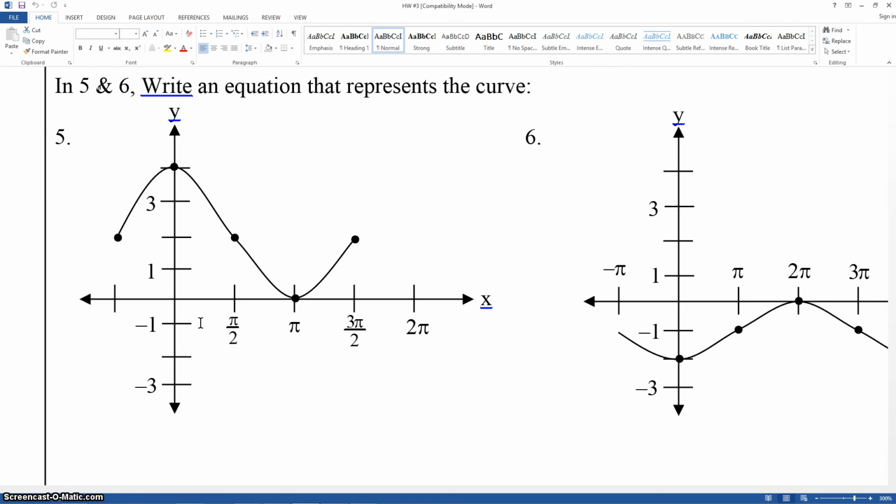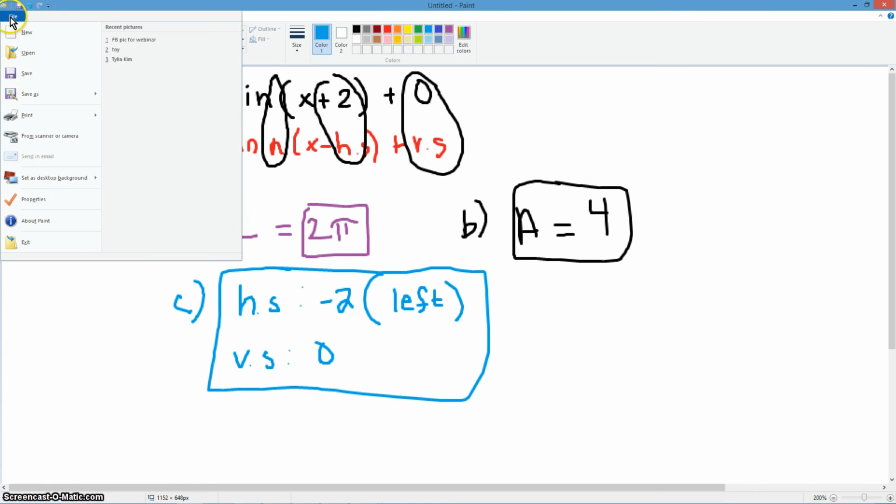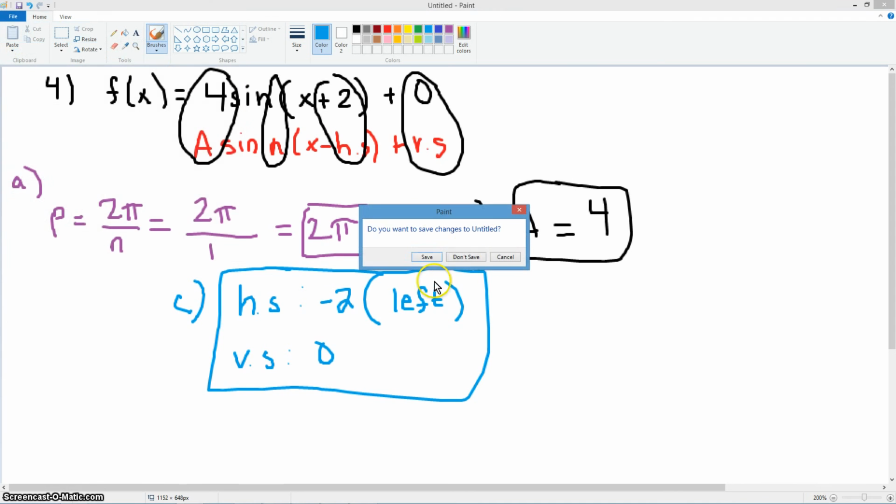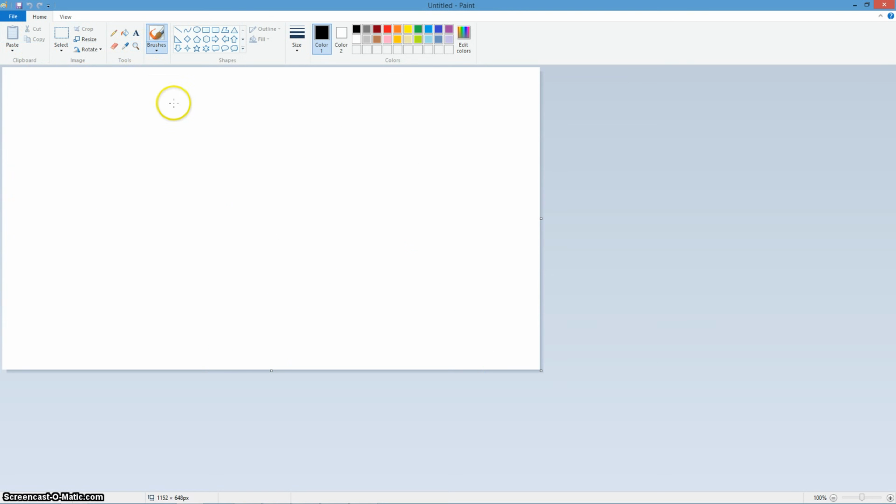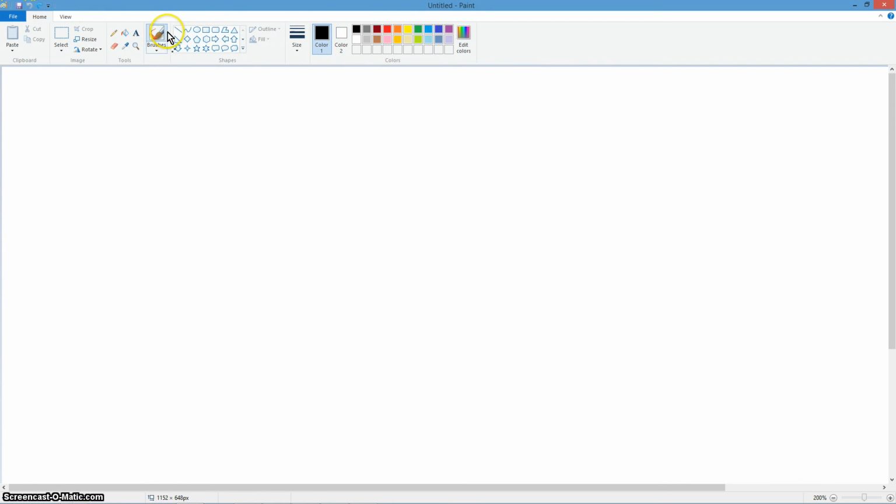So what's going to happen is we're going to try to create an equation for it. So the first thing you need to figure out is which trig do you want to use. In this case, we decided we are going to use sine. All right. So I'm going to go ahead and clear this paint out. And I'm going to do 5. Okay, so we said that our trig is going to be sine.